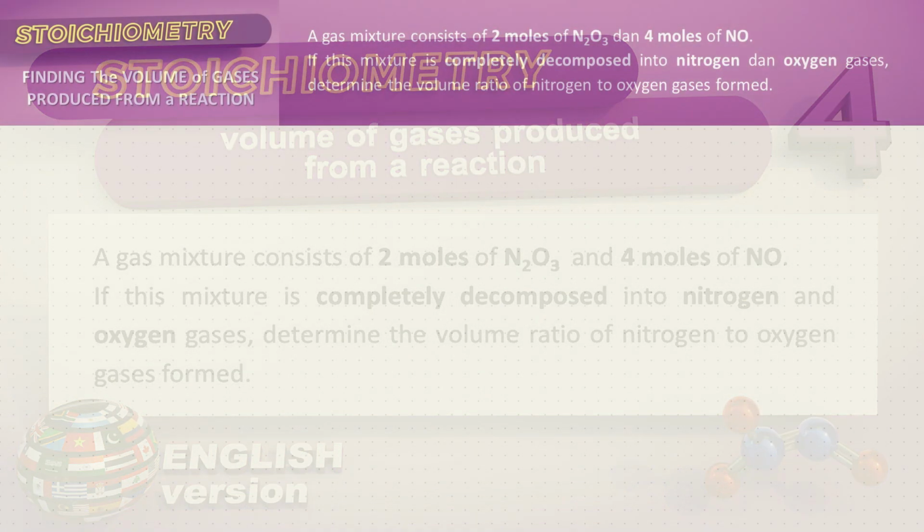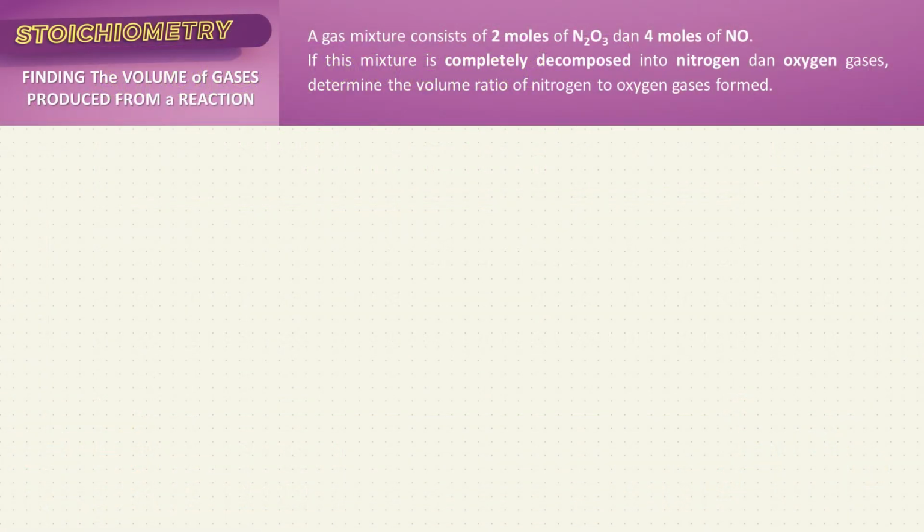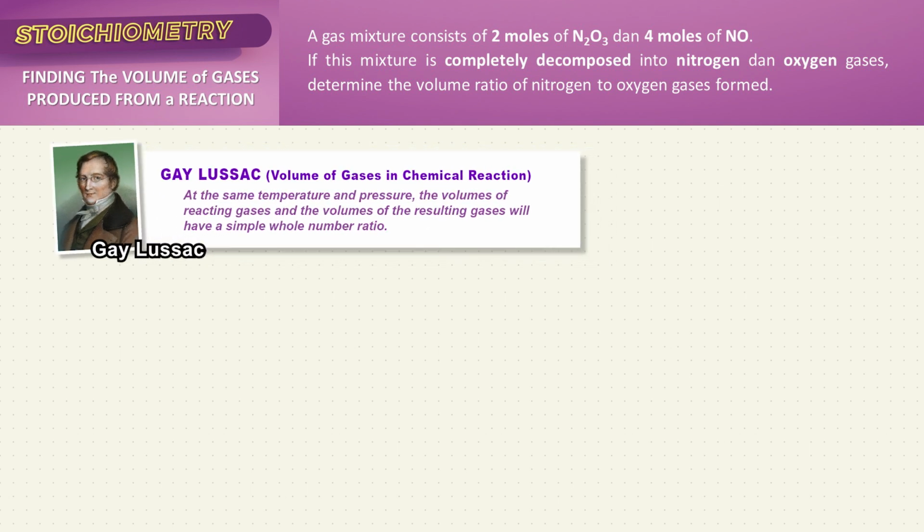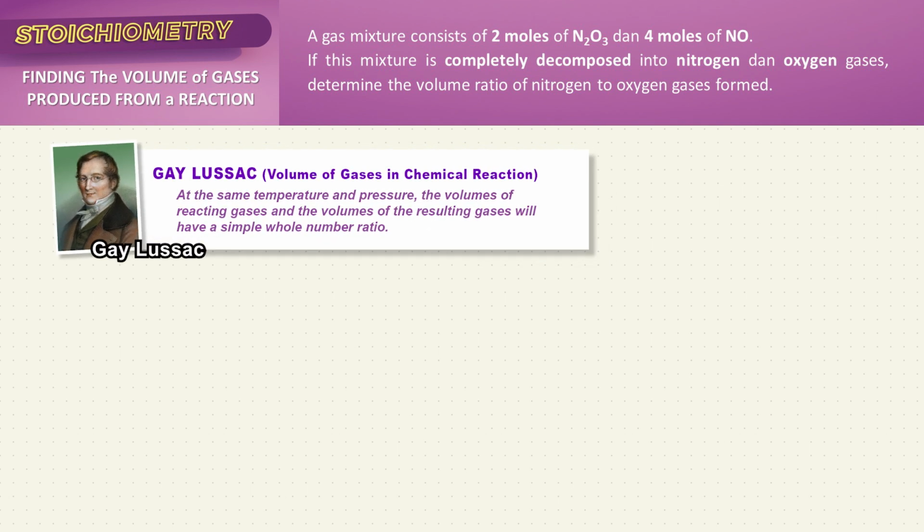gas. To solve this problem, we need to remember Gay-Lussac's law of volume ratios. The volume ratio of reacting or produced gases is equal to the ratio of their reaction coefficients. In this problem, we have two chemical equations, namely N₂O₃ gas and another related to the reaction of NO gas.